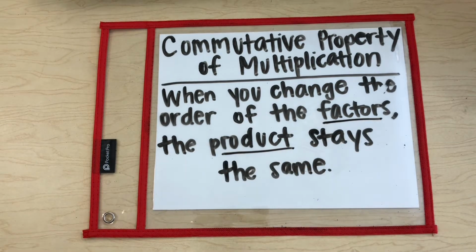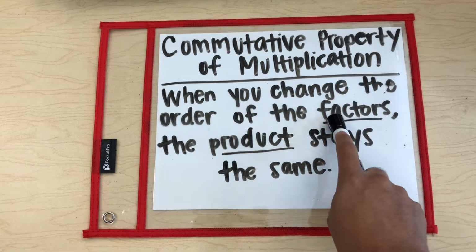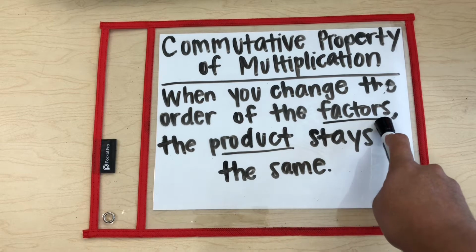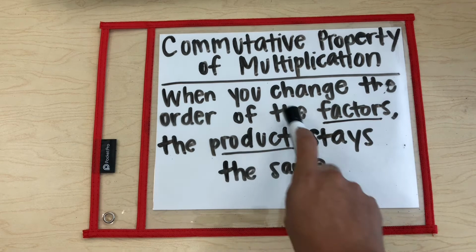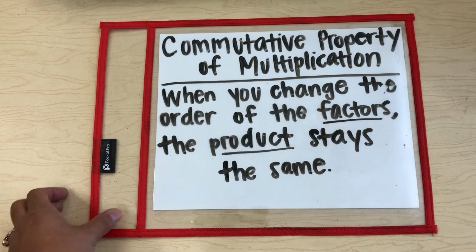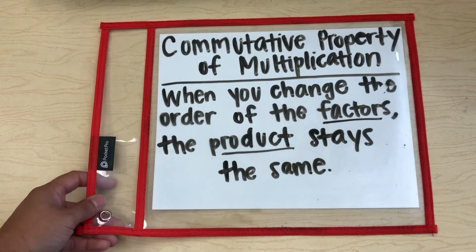So thinking of a multiplication problem like 2 times 4, those are two factors, 2 and 4. What is 2 times 4? If you said 8, you found out the product. So let's go ahead and dive in and see what the commutative property of multiplication is all about.